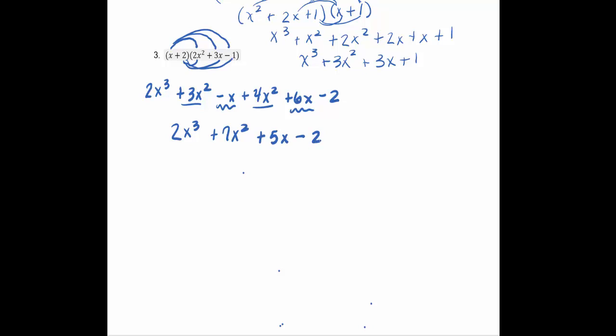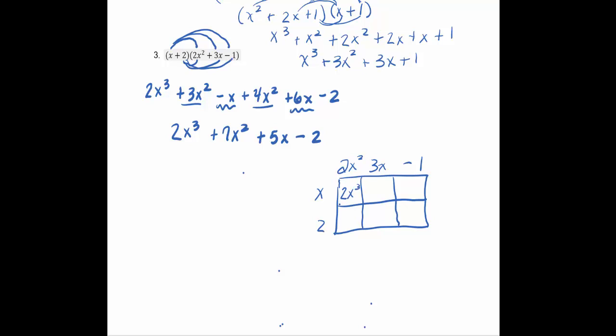Of course, you could do box method here. It does not matter where you put the 3 terms and the 2 terms, because the commutative property of multiplication says that we can change order. Okay, so 2x squared times x is 2x cubed. 2x squared times 2 is 4x squared. Notice I don't have to follow any rules here. 3x times x is 3x squared. 3x times 2 is 6x. Negative 1 times x is negative x. Negative 1 times 2 is negative 2.